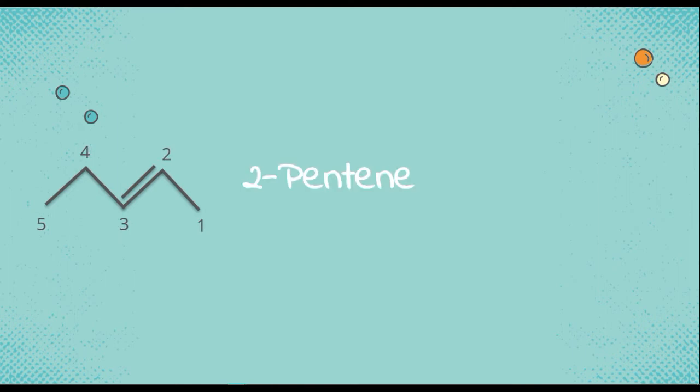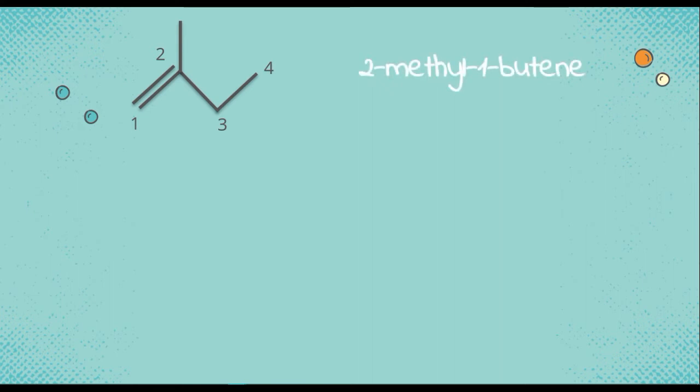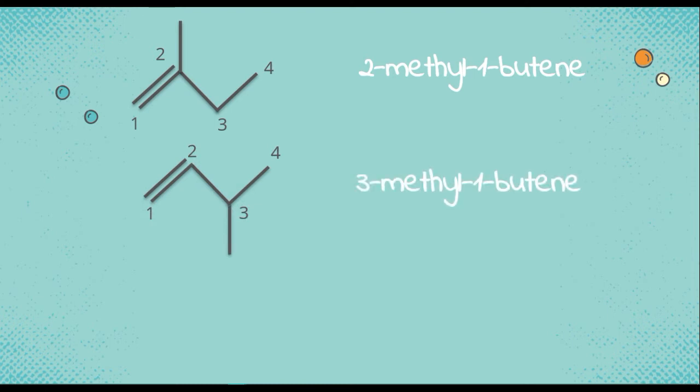Now we move on to branched alkenes. First with 4 carbons as the main chain, then the double bond on the first carbon and the methyl group on the second carbon. This isomer is called 2-methyl-1-butene because the main chain has 4 carbons and the double bond is on the first carbon. Next, we move the methyl on the third carbon. This is called 3-methyl-1-butene.